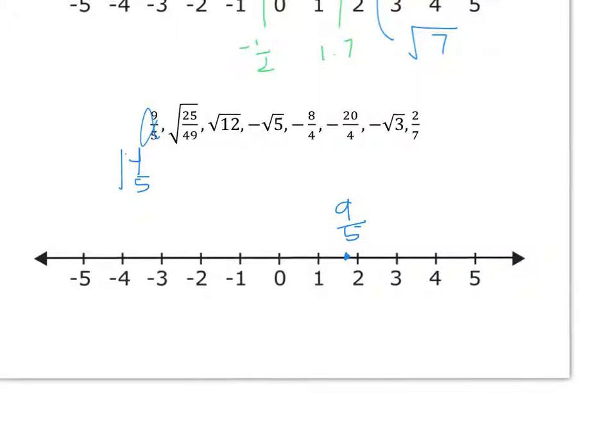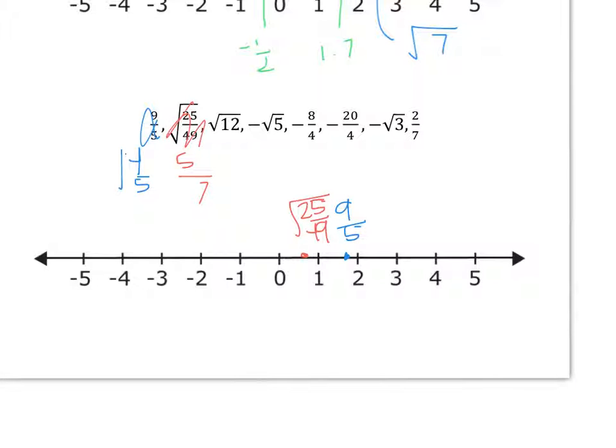So that was 9/5. I could cross that out. Square root of 25/49, so the square root of 25 is 5, over square root of 49, which is 7, so 5/7 is not quite at 1 yet, so it's about right there, and that was the square root of 25/49.